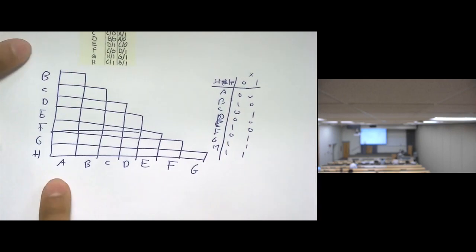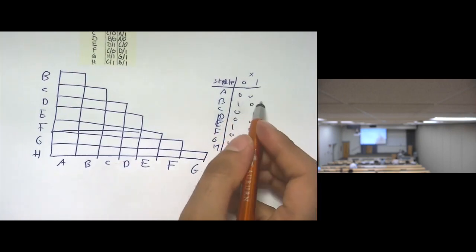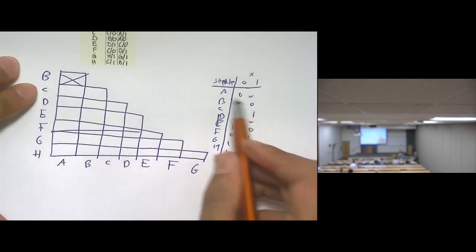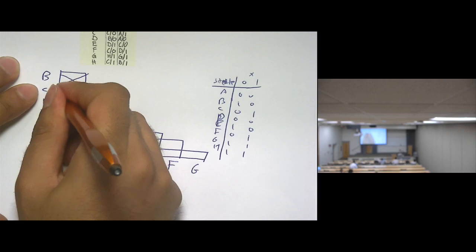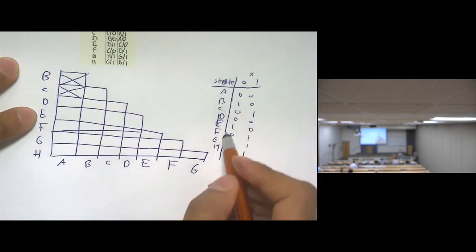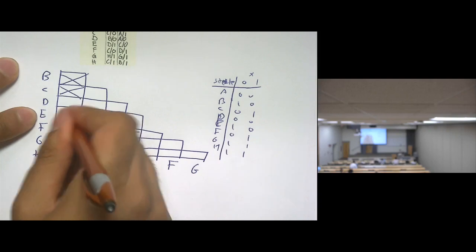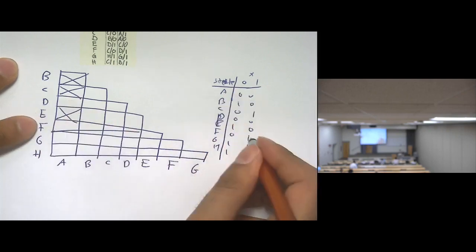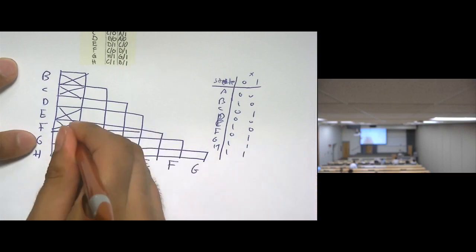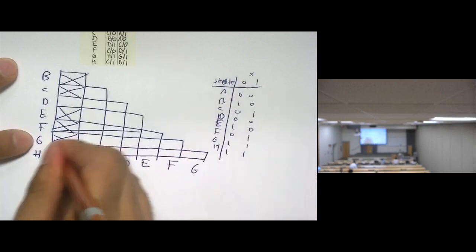Okay. Then let's see. A and B, are those the same? No. Cross it. A and C, are those the same? No. Cross it. A and D, are those the same? Yes. A and E, are those the same? No. Cross it. A and F, are those the same? No. Cross it. A and G, no. Cross it. A and H, no.